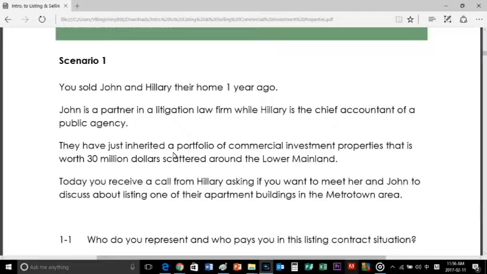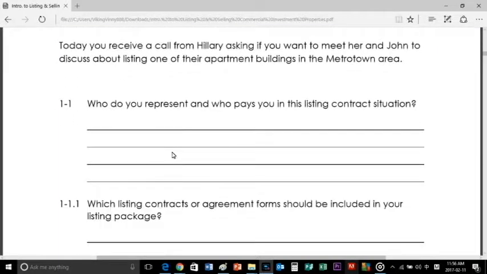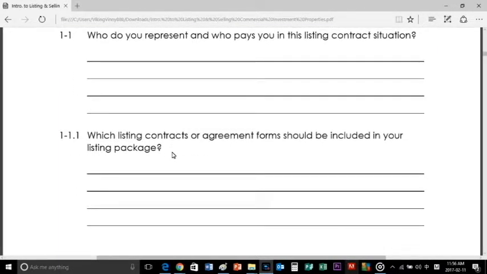1.1. Who do you represent and who pays you in this listing contract situation? So who do you think it is? Answer the question. 1.1.1. Which listing contracts or agreement forms should be included in your listing package?